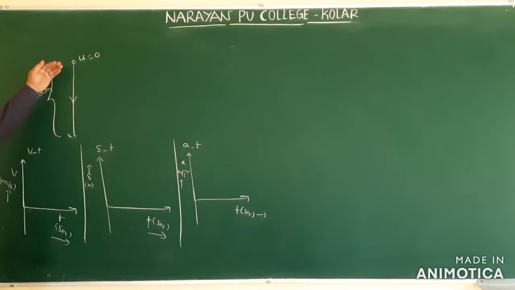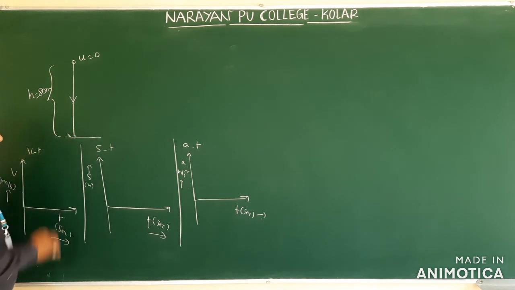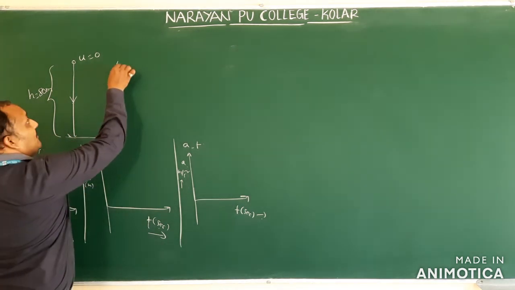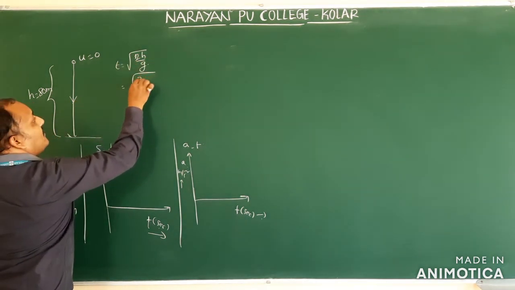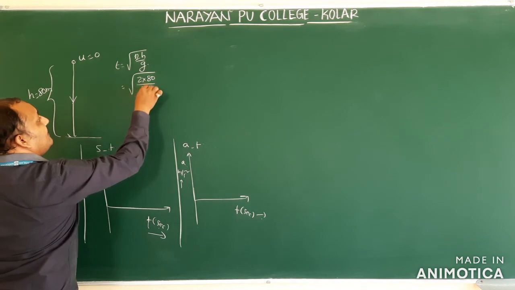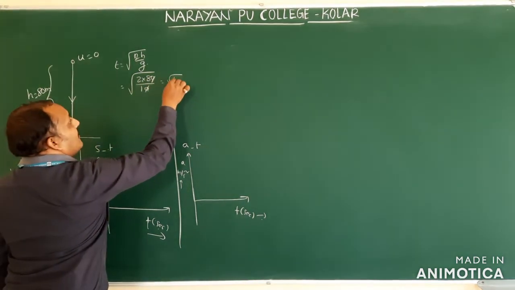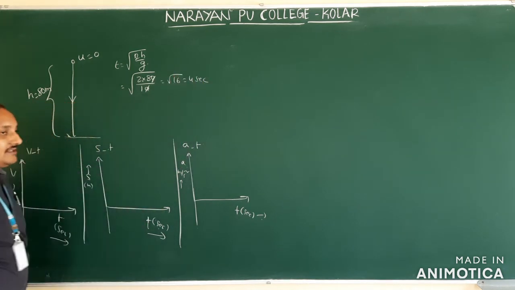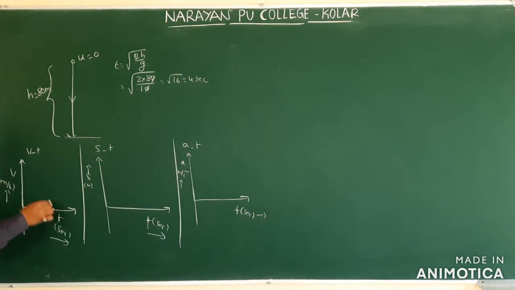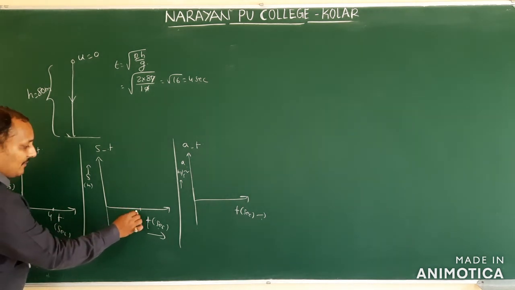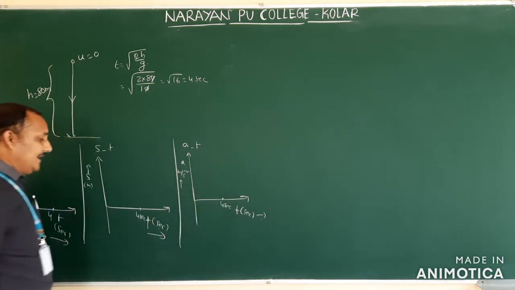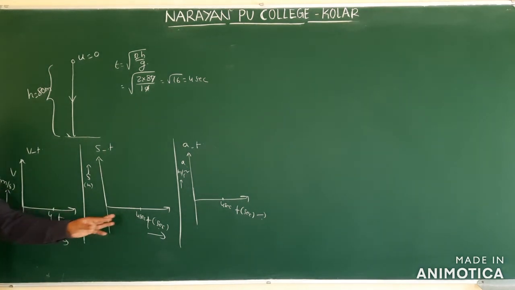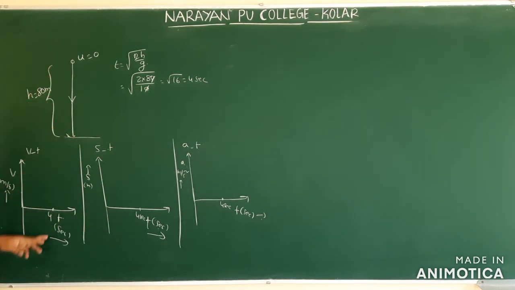It will take some amount of time to reach the ground. How much time is it going to take? We already did so many problems. T is equal to root of 2h by g. 2 into the height value 80, and the g value in our problems we are taking as 10. So root 16 means 4 seconds. So the value here should be 4 seconds. All of you understood why we have taken 4 on the time axis? Because to cover this total displacement it takes 4 seconds.